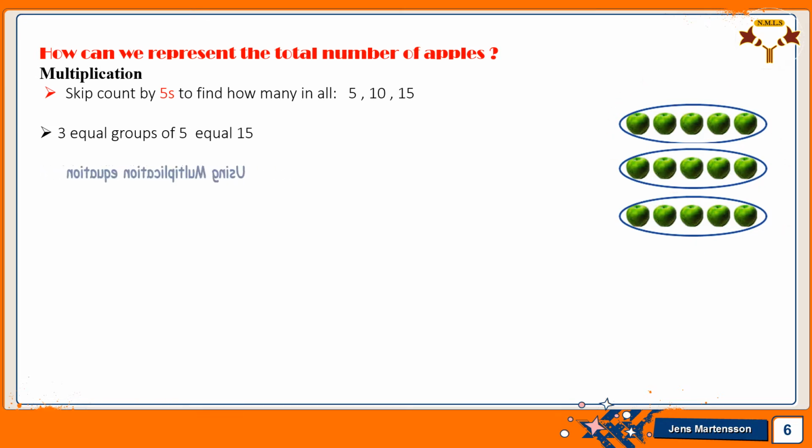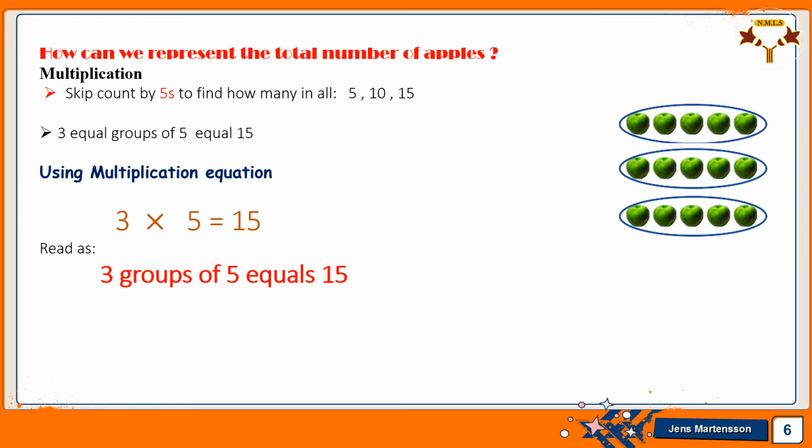Yes. So using a multiplication equation, it will be what? It will be 3 times 5 equals 15. And we can read it as 3 groups of 5 equals 15.